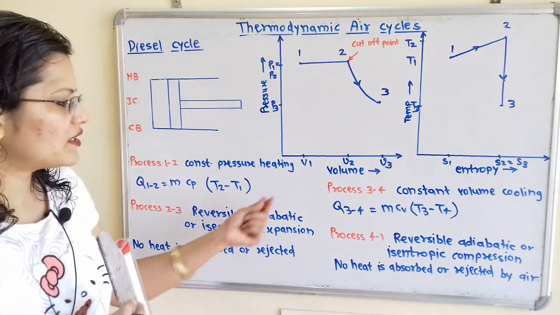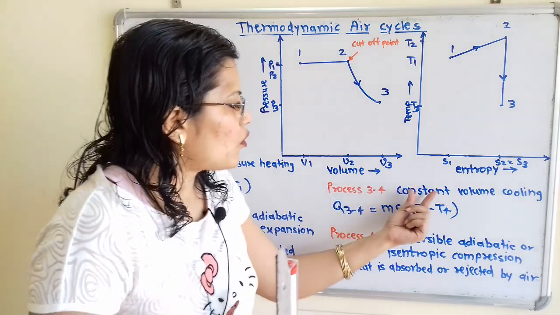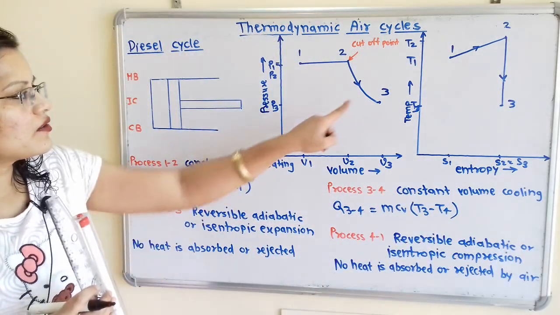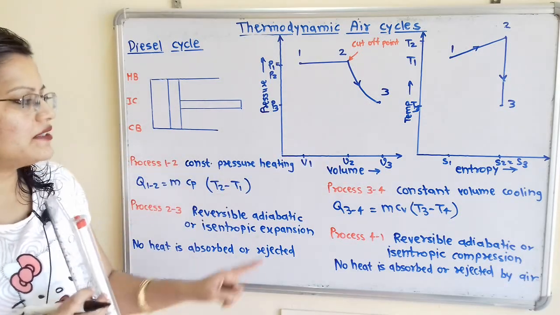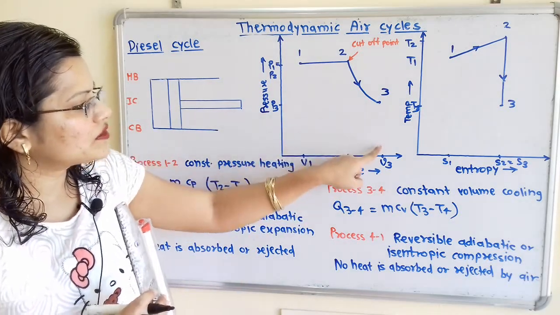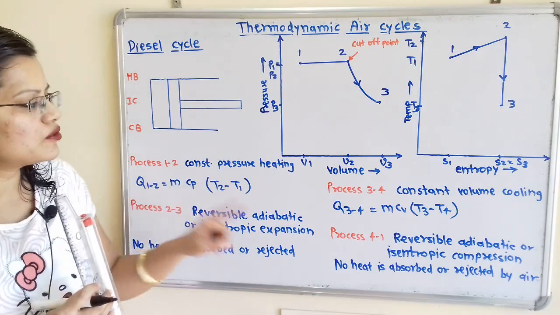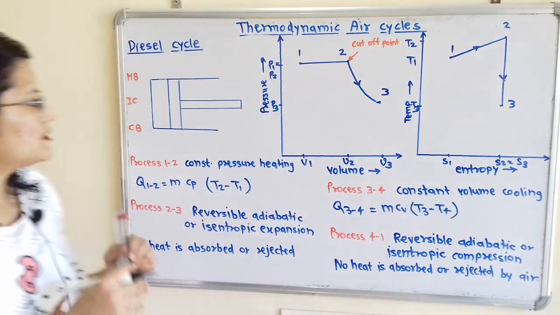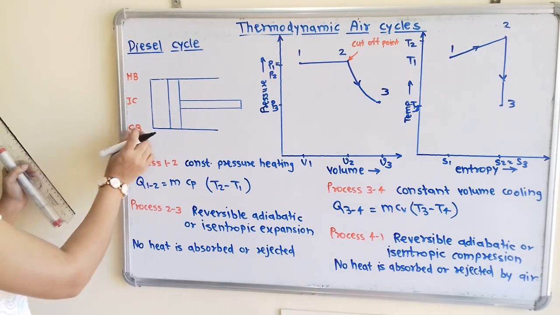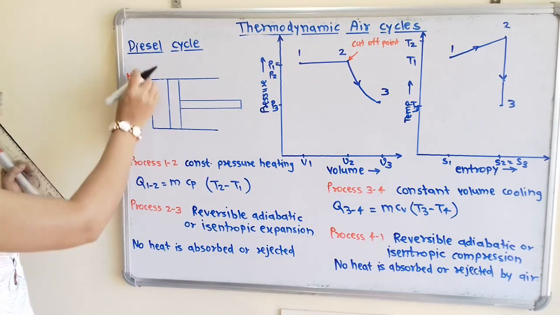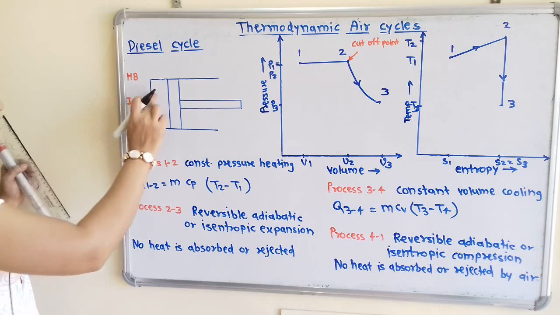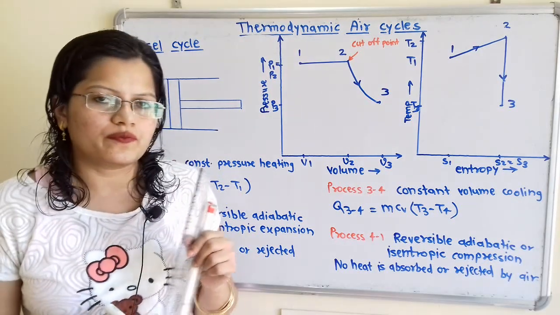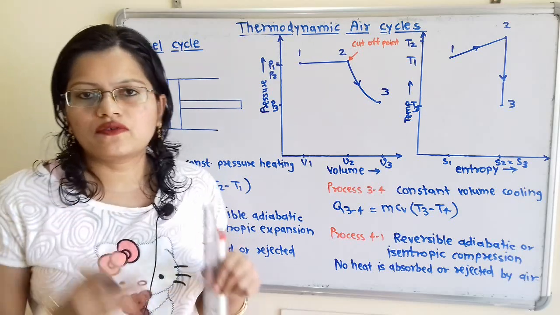Now we will move for the next process 3 to 4, constant volume cooling. So here cooling process is taking place but it will be at constant volume. So we have to show here the constant volume and cooling process. That means if we observe this diagram, here the cold body is brought in contact at the bottom of the cylinder and due to which air is getting cooled at constant volume. So what is the effect of cooling?